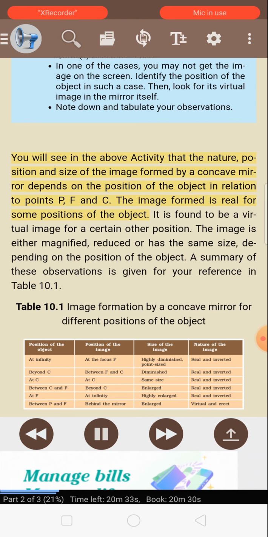You will see in the above activity that the nature, position, and size of the image formed by a concave mirror depends on the position of the object in relation to points P, F, and C. The image formed is real for some positions of the object. It is found to be a virtual image for a certain other position. The image is either magnified, reduced, or has the same size depending on the position of the object. A summary of these observations is given for your reference in Table 10.1. Table 10.1: Image formation by a concave mirror for different positions of the object.